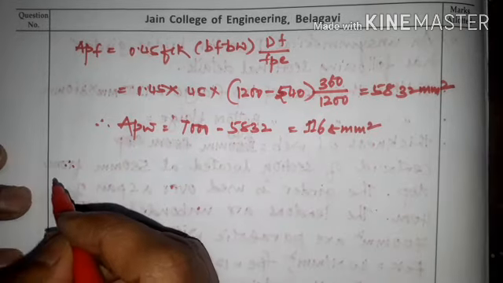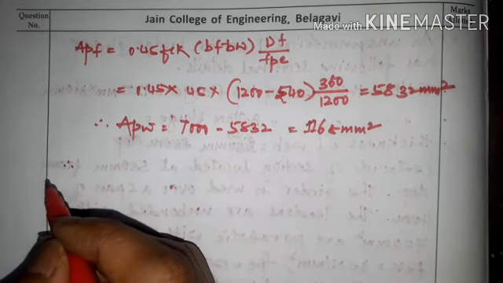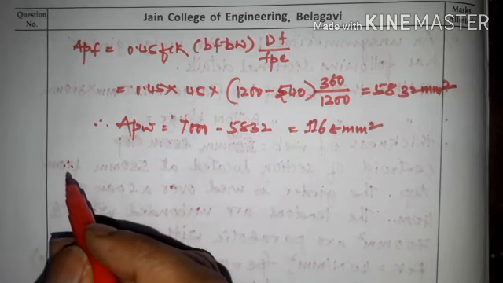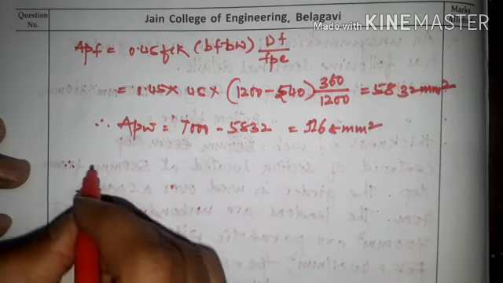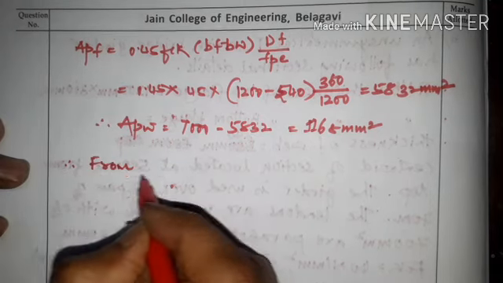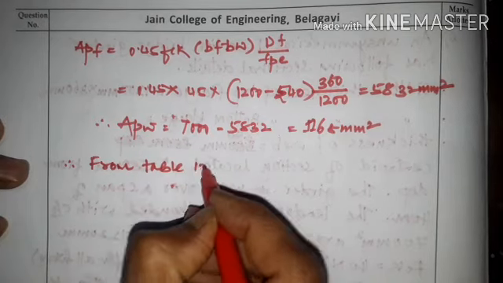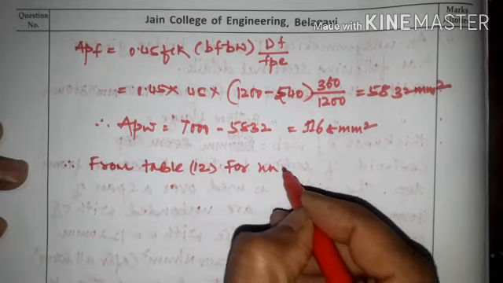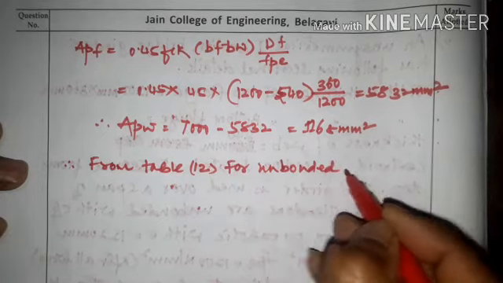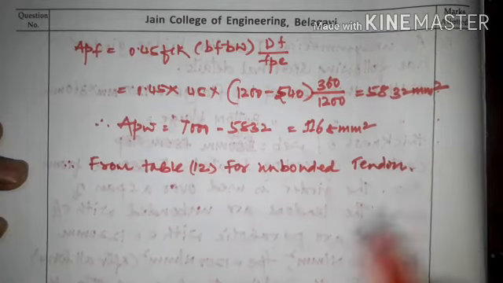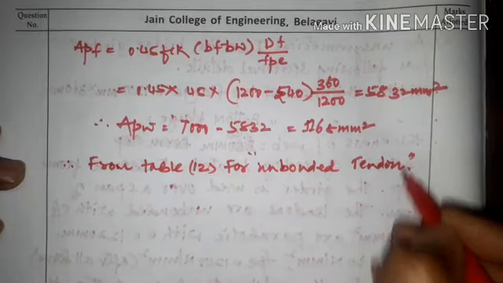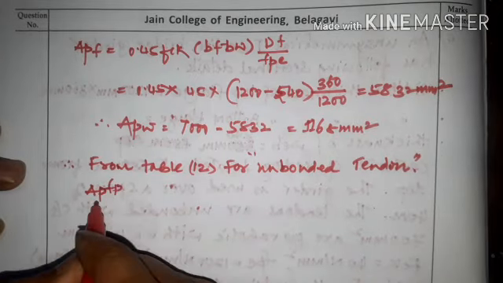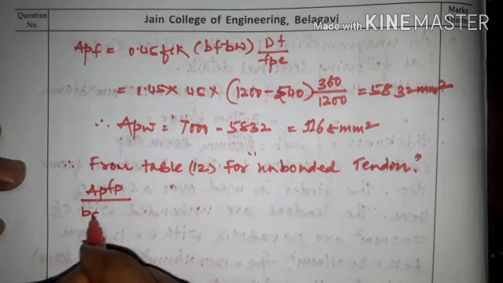Because it is an unbonded tendon, you have to refer to table number 12. Table number 11 is for bonded tendon and table number 12 is for unbonded tendon. So from table 12 for unbonded tendon, we have again the equation AP into FP divided by BDFCK.